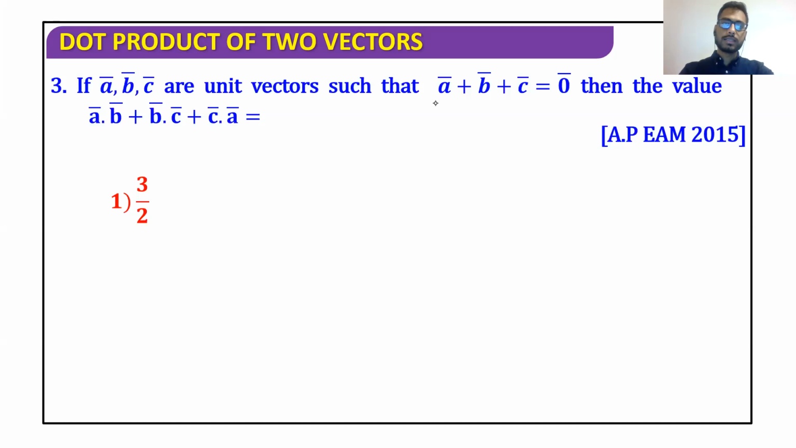A, B, and C are unit vectors. Unit vectors means that the magnitude is 1. So magnitude of A bar is 1, magnitude of B bar is 1, magnitude of C bar is 1. Also, one condition is given, A plus B plus C is equal to 0, and I have to find the value of A dot B plus B dot C plus C dot A. So if we observe carefully, we can get that term by squaring the given information.